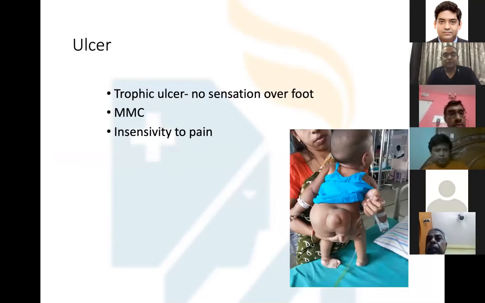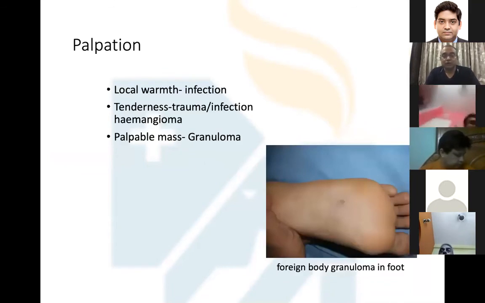Now, coming to ulcers: there are syndromic babies where there can be multiple joint involvement, and this is a meningomyelocele, where there is insensitivity to pain. Sometimes even cerebral palsy children, because of chronic posturing, can develop ulcers. So you have to keep an eye on that and examine the extent and depth of the ulcer.